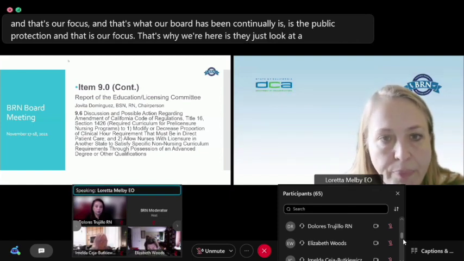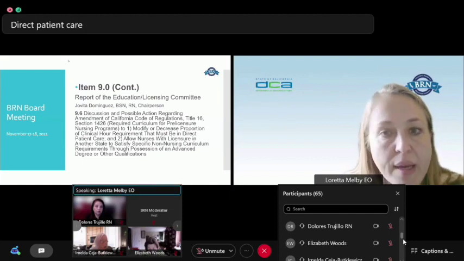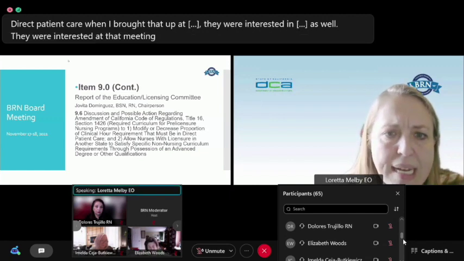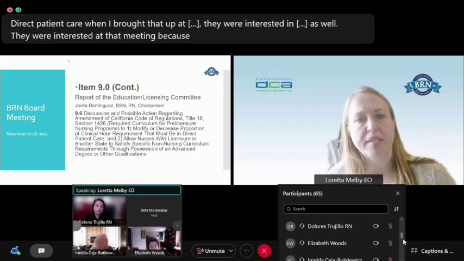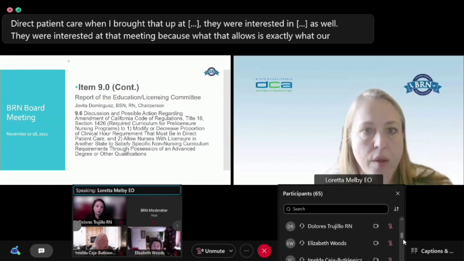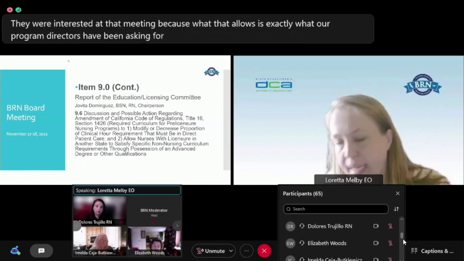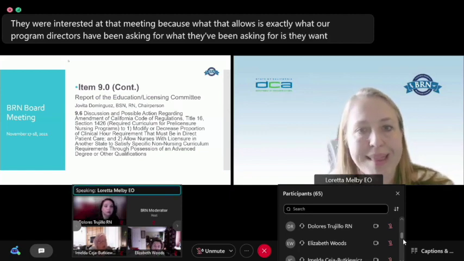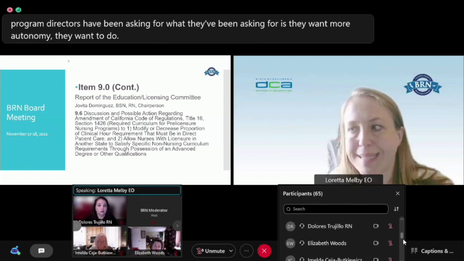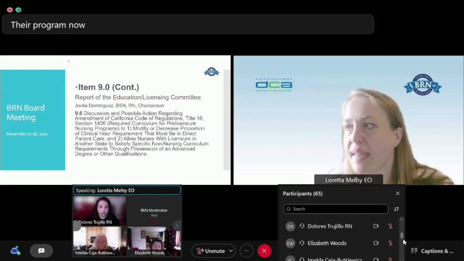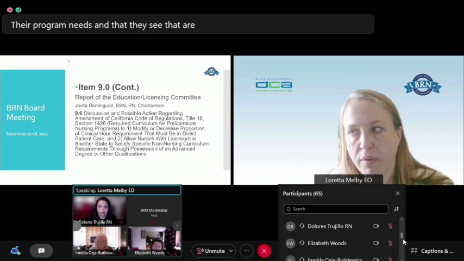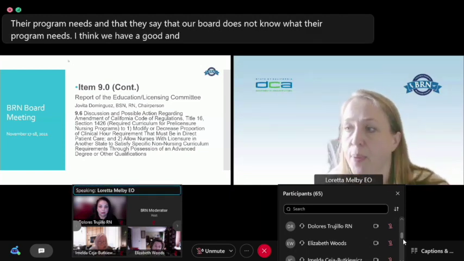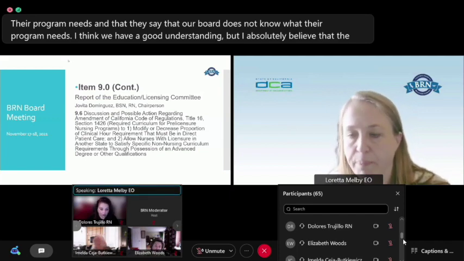minimum direct patient care. When I brought that up at COADN, they were interested, CACN as well, they were interested at that meeting. Because what that allows is exactly what our program directors have been asking for. What they've been asking for is they want more autonomy. They want to do what their program needs. And they say that our board does not know what their program needs. I think we have a good understanding, but I absolutely believe that the program directors know their program better than us.